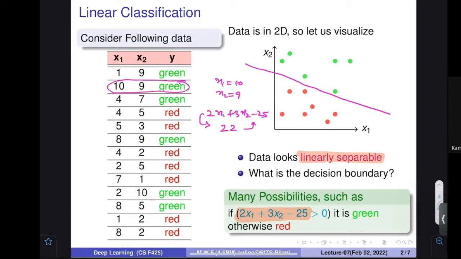Let me take one more example, for example this example 7 and 1, x1 is equal to 7, x2 is equal to 1. Then what is the value? -8. If it is -8 it means it is red. Again, I'm right. In fact, this equation is true for all the values.